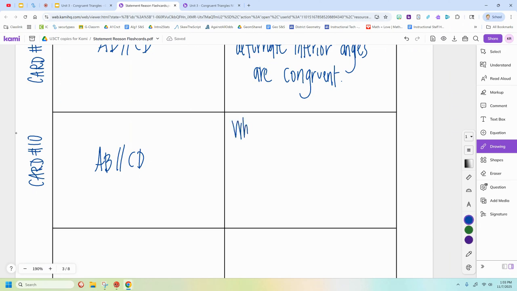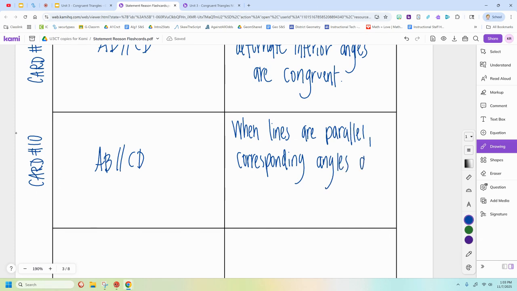When lines are parallel, corresponding angles. Oh, he didn't get to see it because he came in late. Right? You can show him.